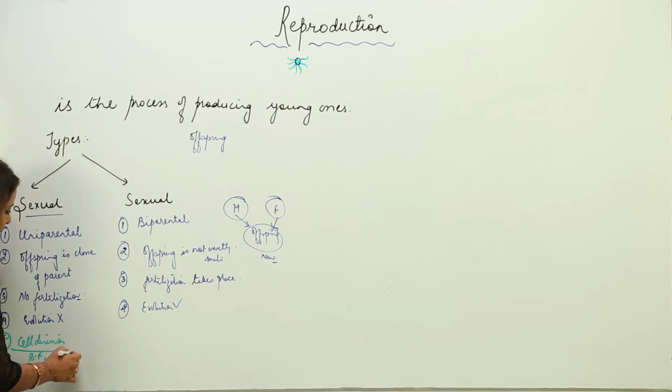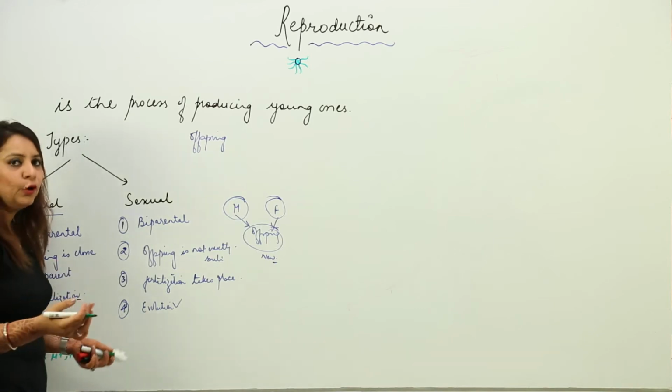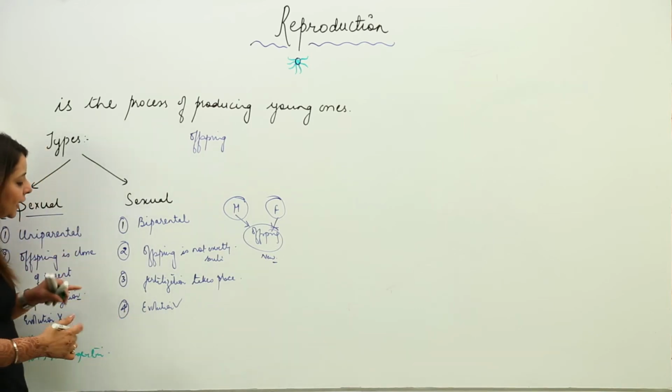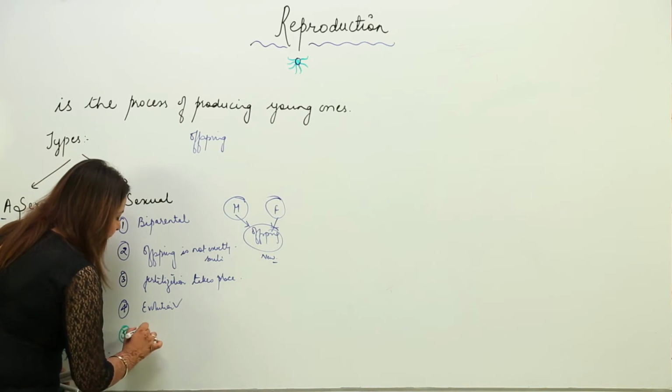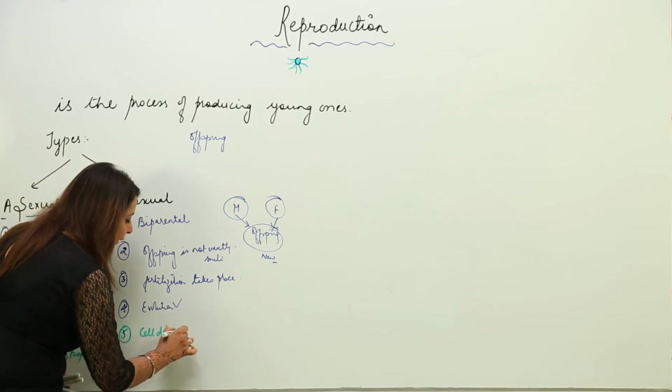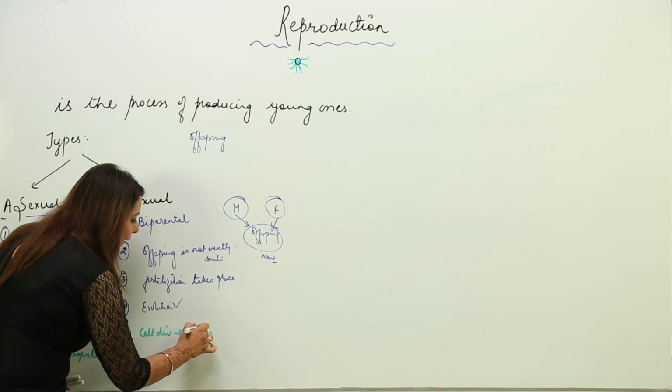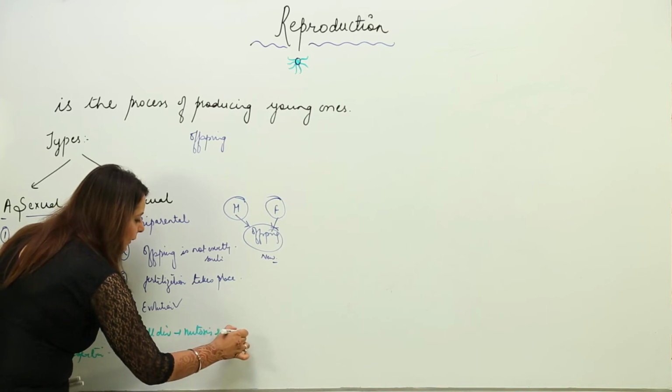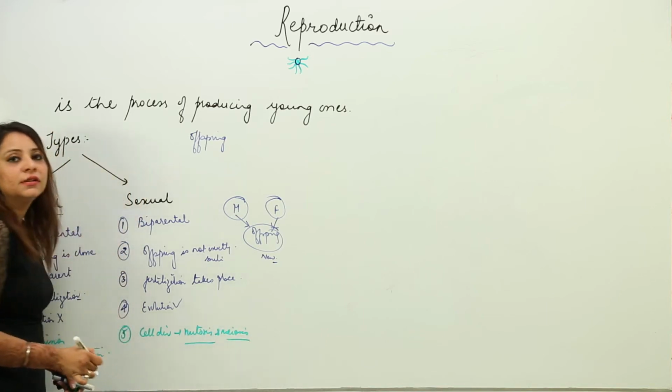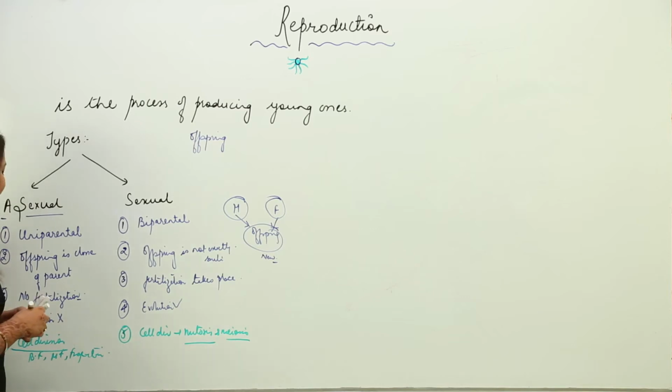Like we have fragmentation, so we'll be discussing that later. There are a few other methods which are employed. But in case of sexual reproduction, the cell division occurs by mitosis and meiosis, which are the two fundamental processes of cell division.